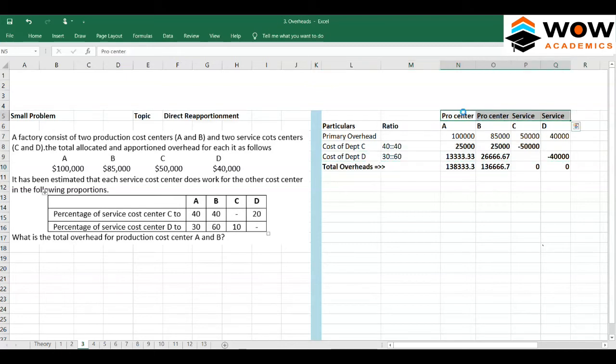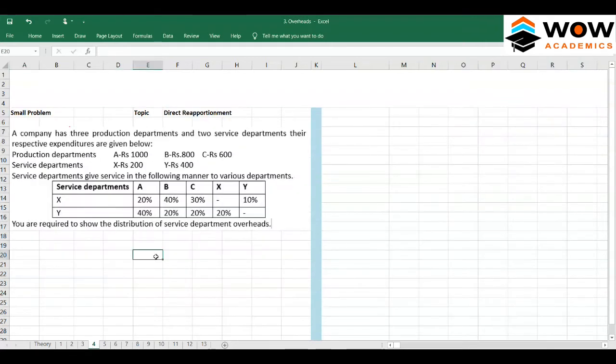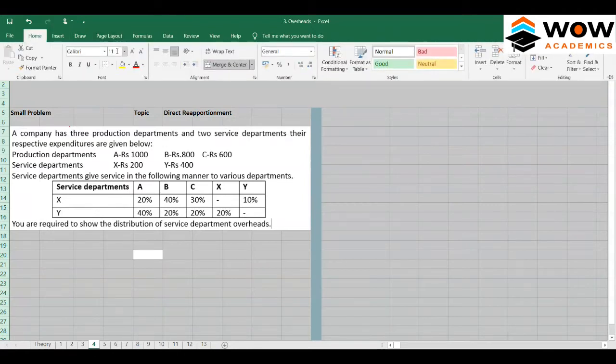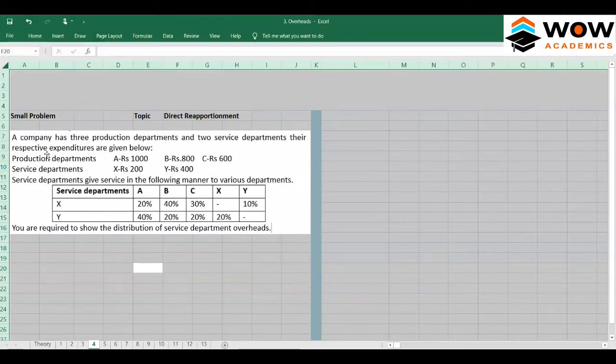Now we'll move on to the next sum. This sum is also a reapportionment sum, where the company has 3 production departments and 2 service departments. Their respective expenditures are as follows. The production departments are A, B, C, and the service departments are X and Y. The service departments give service in the following manner to various departments. X gives its service to A, B and C, also to Y. Y gives its service to A, B, C and X. In direct reapportionment, we should not consider the service departments' allocation to each other.